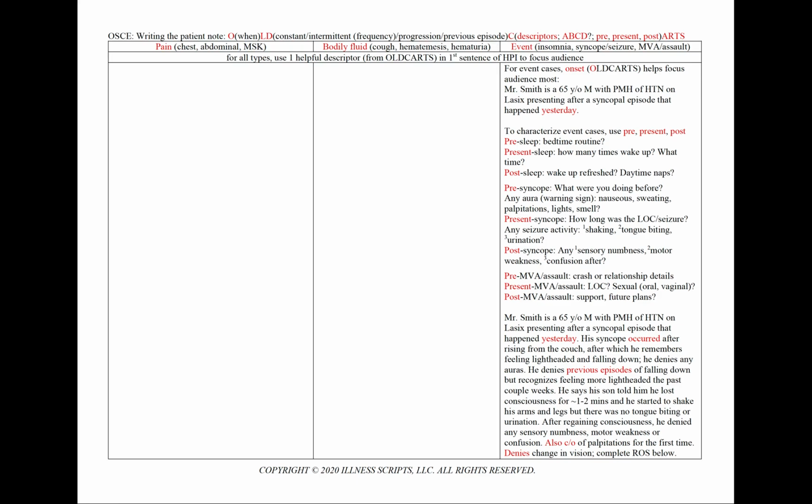And now for our pertinent positives, he's saying, yes, I'm also complaining of palpitations. So again, it's very important to do a good review of symptoms, but he's denying any change in vision. If he has a change in vision, yes, that can make you dizzy, that could make you maybe fall down, etc. And then a complete review of symptoms is below to show that we asked everything, and this is just the pertinent positives and pertinent negatives. So an elderly man, 65 years old, he has a past medical history of hypertension with a syncopal episode.